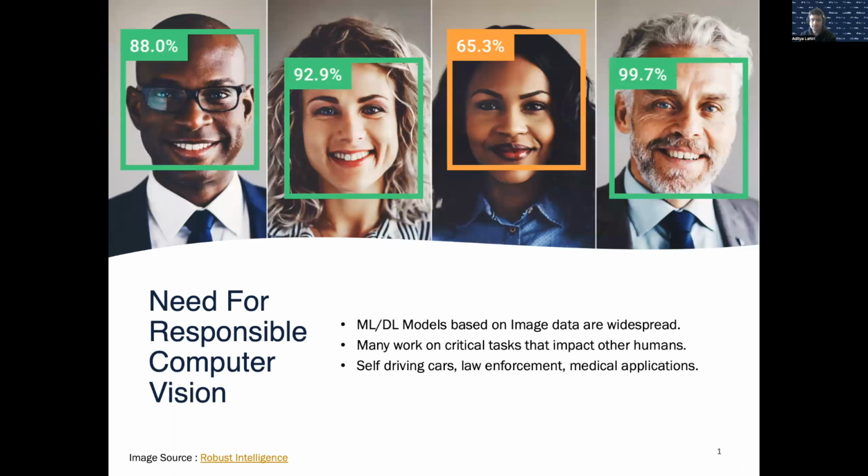First, let us discuss briefly the need for responsible computer vision. In recent times, many machine learning and deep learning models trained on massive image datasets have become widespread in their use. They are deployed across critical systems such as autonomous driving, law enforcement, and medical applications. These models impact humans who are on the receiving end of their decision making. Hence, understanding the decision making process behind these models and investigating their behavior is necessary to ensure trust and fairness of these models. Explainable AI, or XAI for short, attempts to fulfill this purpose.